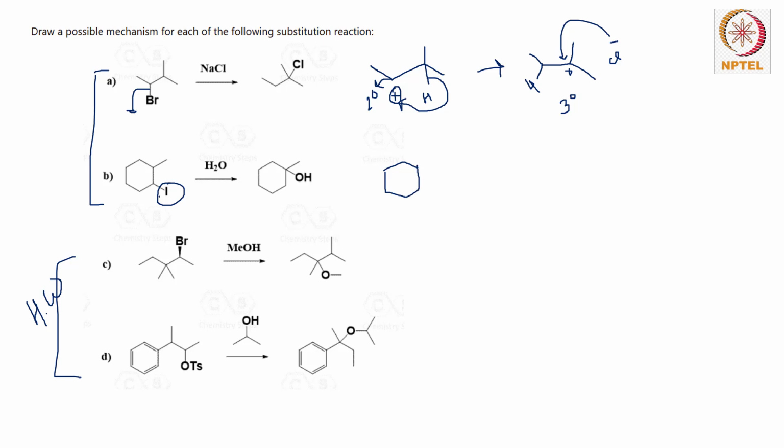So when the iodine is removed, we will get a carbocation at this position, and the nature of the carbocation is 2 degree. A similar type of thing will happen. A hydrogen will be transferred.